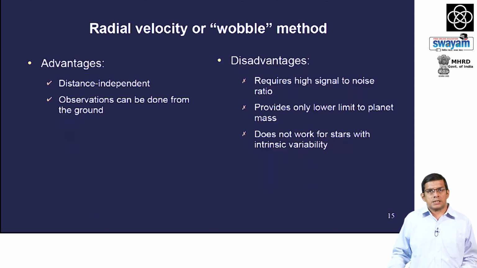So, this method has several advantages. The main advantages are that this is distance independent, because we are doing spectroscopy here, and secondly, these observations can be done from the ground. We can observe the stellar spectra from the ground.